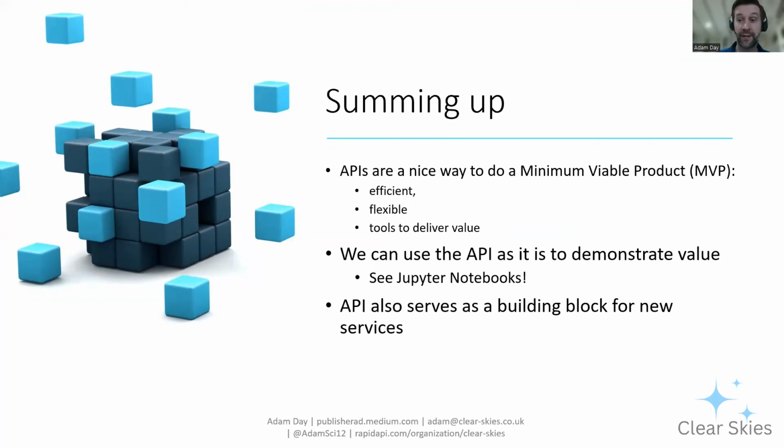So in summing up, APIs are a really nice way to do a minimum viable product. They're efficient, they're flexible. We can also use the API to demonstrate value. For people who maybe don't know how to use an API themselves, you can still say, we've got this Jupyter notebook, we've got these ways that we can show you the value by running the API ourselves and showing you the outcome. It's also great as a building block for whatever other services you want to build on top of that, like the standard report.